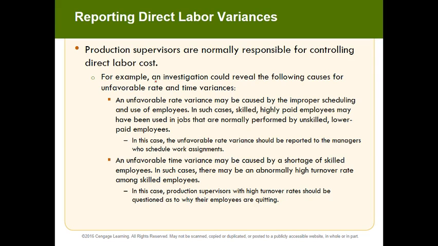An unfavorable time variance can be because you don't have as many skilled employees as you would like. You may have newer employees, an abnormally high turnover rate on the line, employees that are in the beginning stages of their experience, so they take longer. When you have a production supervisor that has a high turnover rate, you need to look at it and wonder why their employees are quitting or transferring out.